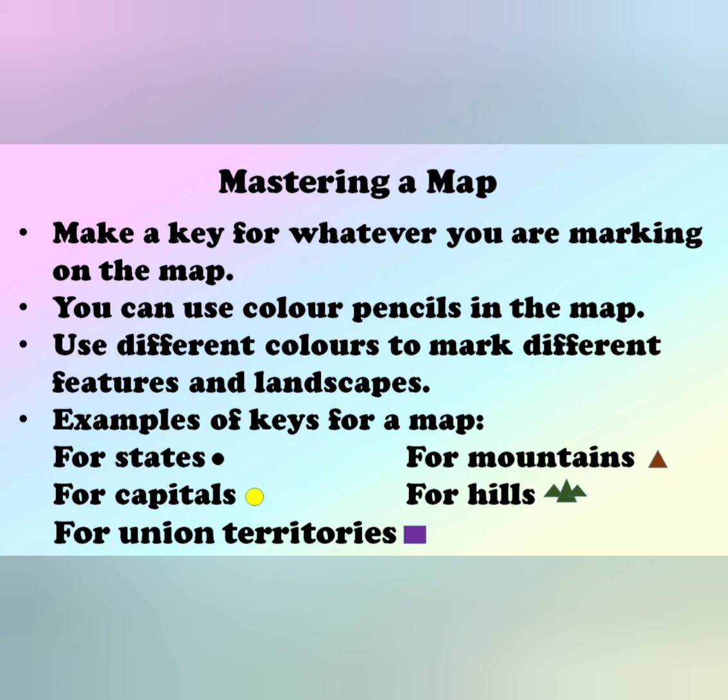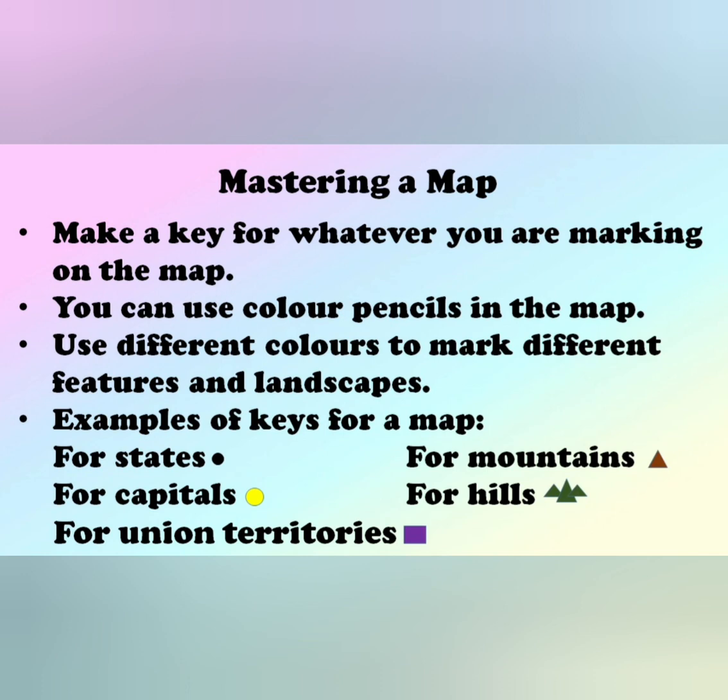But children, be very careful, use only color pencils and not sketch pens. Okay? Now use different colors to mark different features and landscapes. For example, to show mountains you can use brown, to show hills you can use green, and to show water you can use blue color. Okay? The next is, here are a few examples of keys for a map.